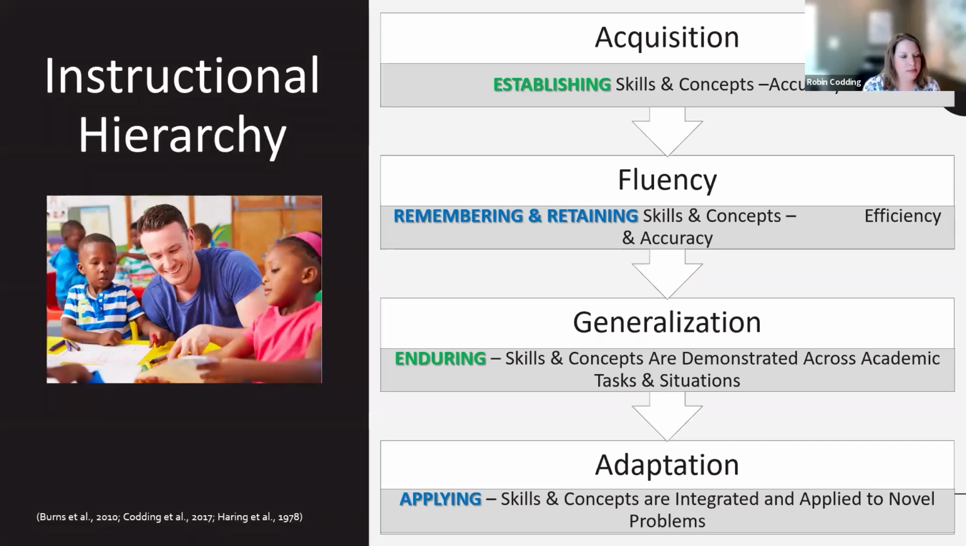The instructional hierarchy, which is sometimes referred to as the learning hierarchy, is a heuristic that allows us to match instructional strategies with the stages of student skill development. And we think about skill development in these stages: acquisition, which is establishing a skill or a concept, so building accuracy; fluency, which is really about remembering and retaining those skills and concepts, so it's about efficiency and accuracy; generalization is about enduring, that the skills and concepts are demonstrated across academic tasks and situations; and then adaptation, which is applying those skills and concepts that are integrated and applied to novel problems. Sometimes people talk about generalization and adaptation as sort of one box.